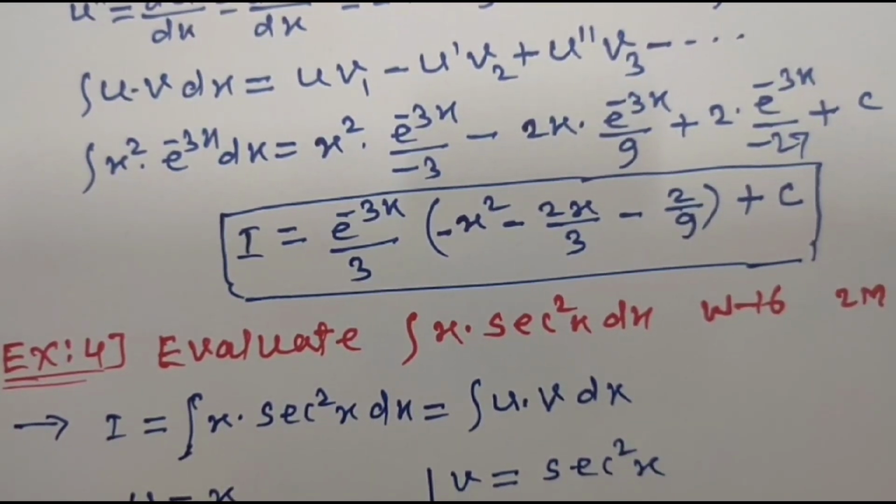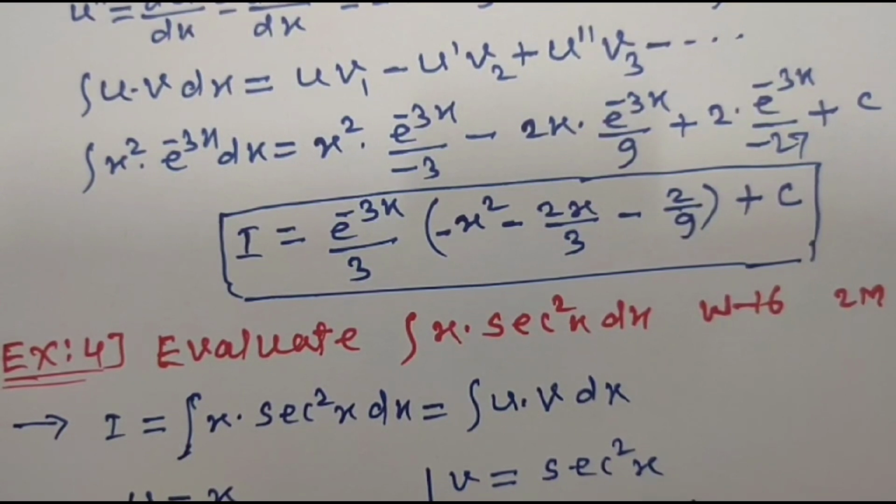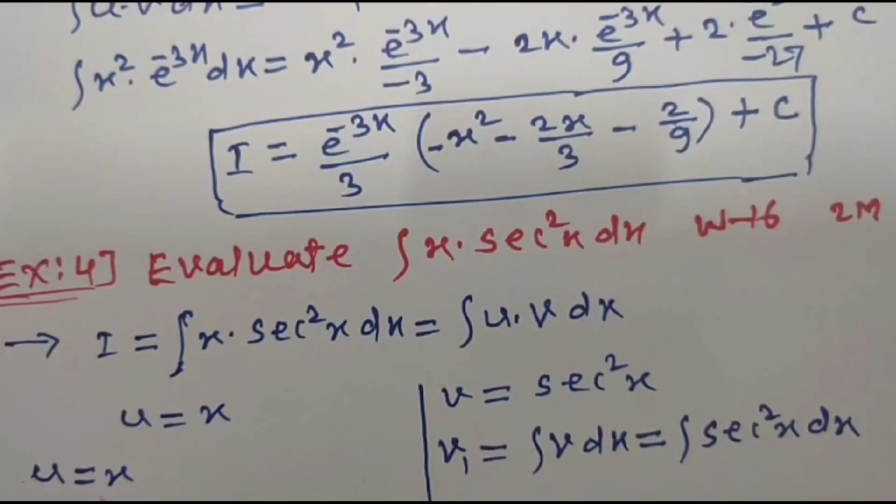So keeping u as it is, u is equal to x. With this we want v1. v1 is equal to the integral of v with respect to x, which is the integral of sec square x with respect to x, and you know the integral of sec square x is tan x.